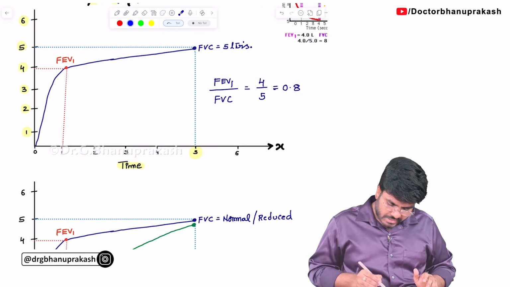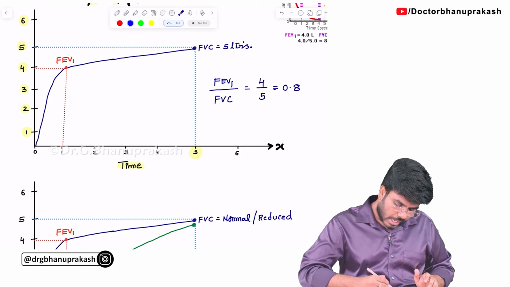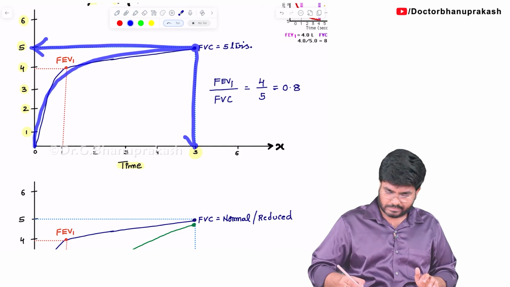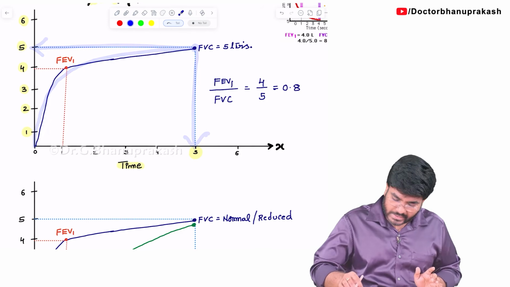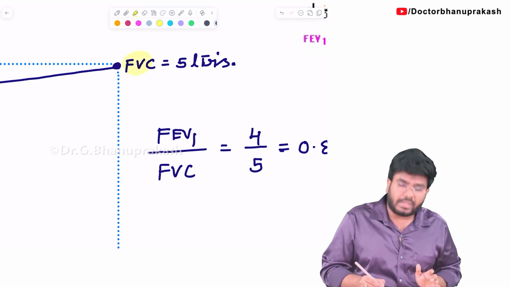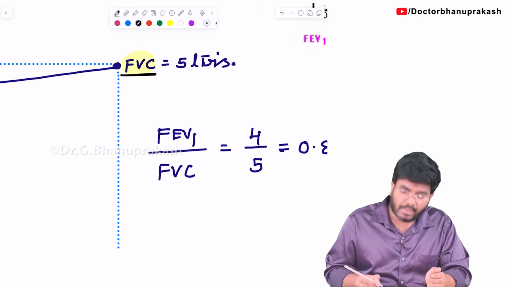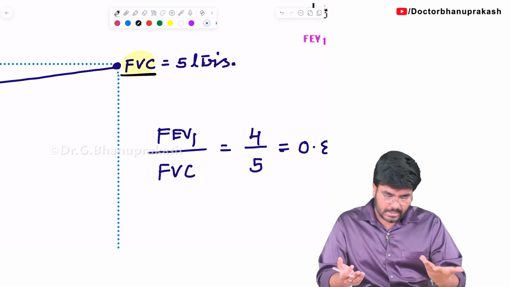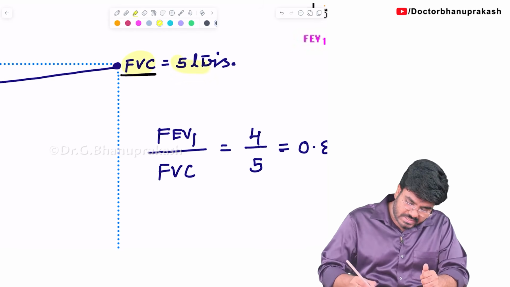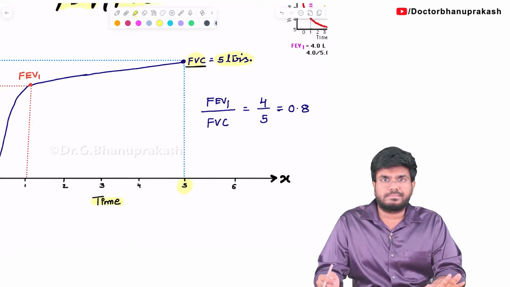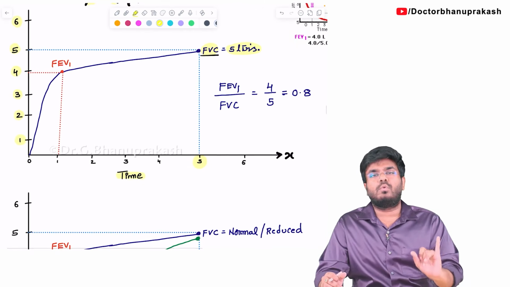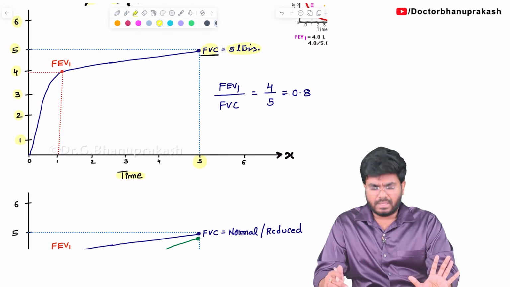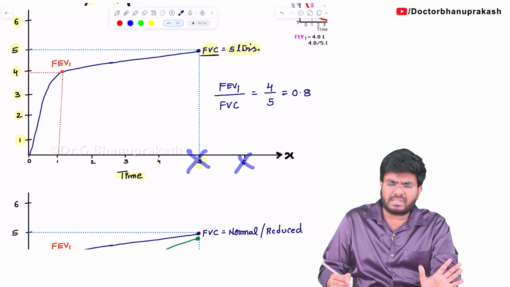He is doing the expiration for 5 seconds, and in these 5 seconds he has taken out 5 liters of air. So this is called forced vital capacity: forcefully you are taking out the vital capacity, the maximum air that you can take out of the lungs. Round figure value, let's say 5 liters. Whether it takes 5 seconds or 6 seconds, time doesn't matter.